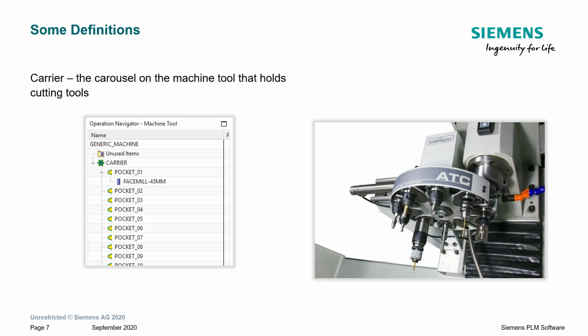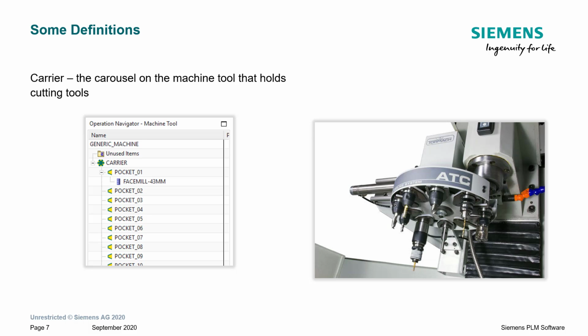Another thing that I find confuses new users is the carrier. In the machine tool view, you'll see something called the carrier, and in that carrier, you'll see pockets. If you think about a machine tool with a typical carousel, the carousel with all the little pockets in it that hold the milling tools, that is what we call the carrier. And of course, the carrier has several pockets in it, and those correspond to the pockets in our machine tool view. In our example here, we have a face mill in pocket one.